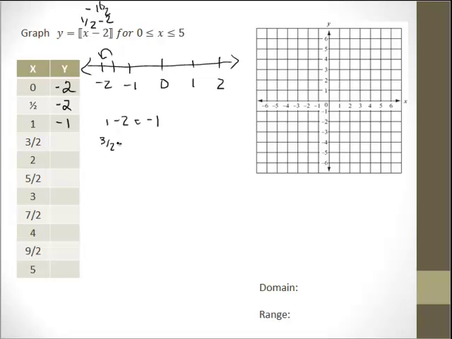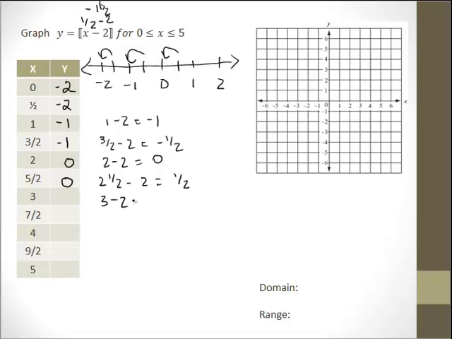How about 3/2 minus 2? 3/2 minus 2 is negative 1/2. That's here. The greatest integer just less than that is negative 1. How about 2? 2 minus 2 is 0. 0 is an integer. How about 5/2? 5/2 is the same thing as 2.5. 2.5 minus 2 is 1/2. The greatest integer just less than 1/2 is 0.